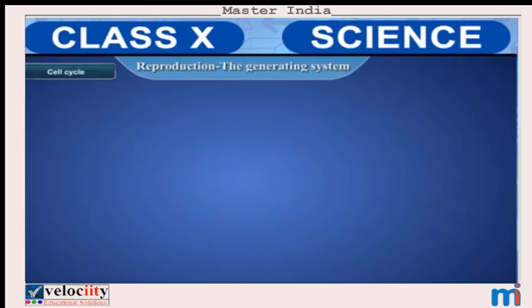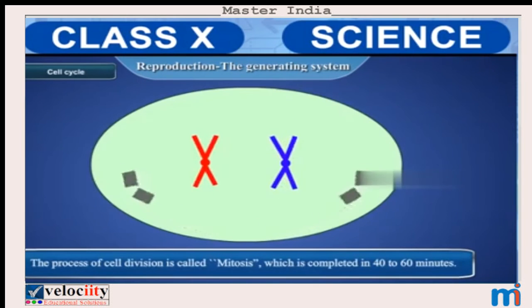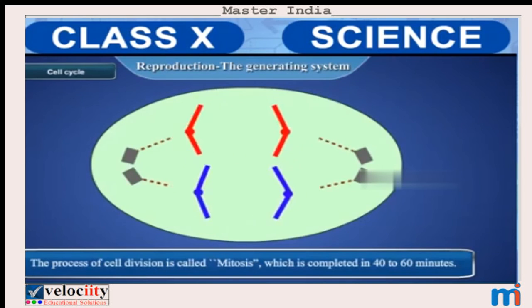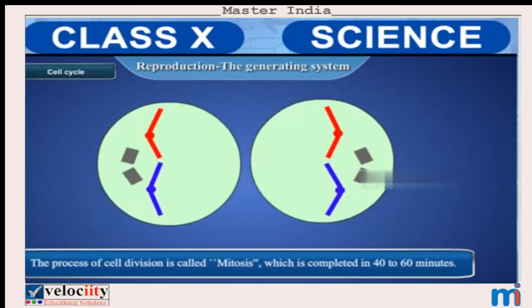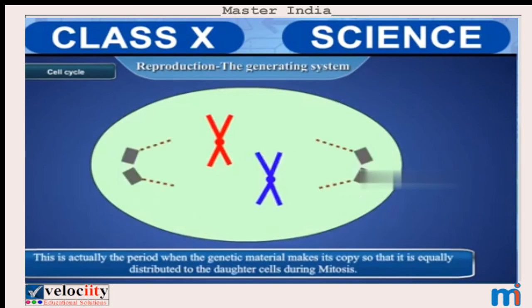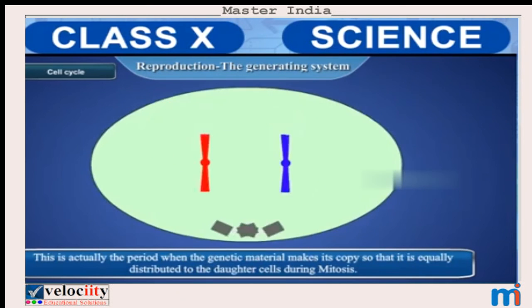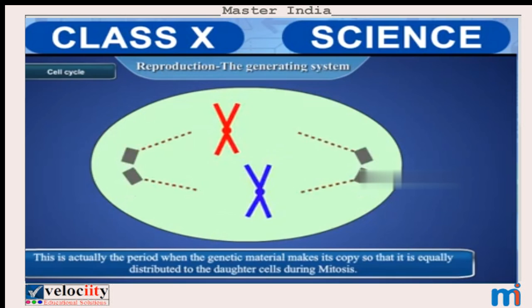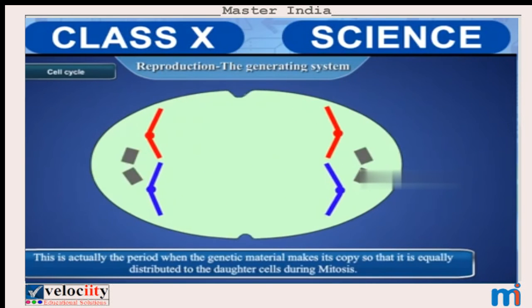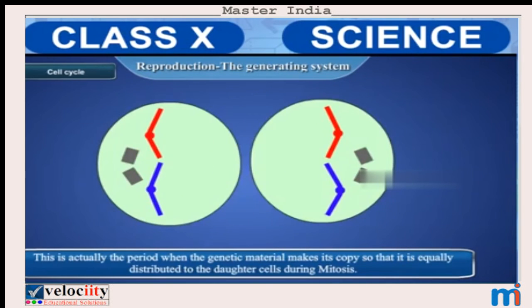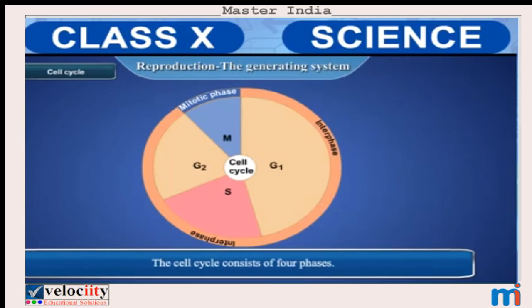Cell cycle. The process of cell division is called mitosis, which is completed in 40 to 60 minutes. The period between two cell divisions is called interphase. This is actually the period when the genetic material makes its copy so that it is equally distributed to the daughter cells during mitosis. The cell cycle consists of 4 phases.